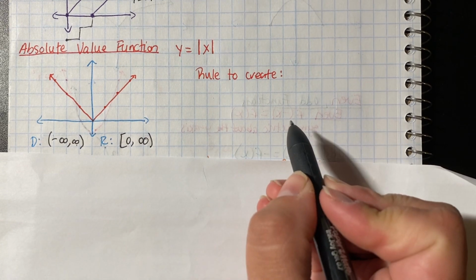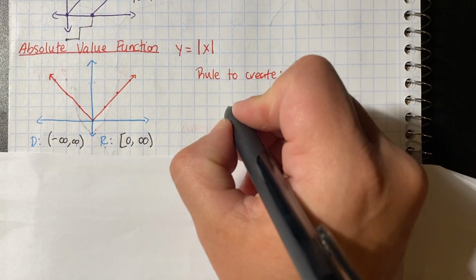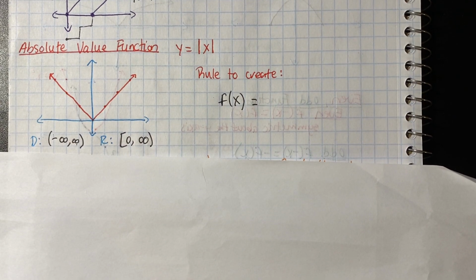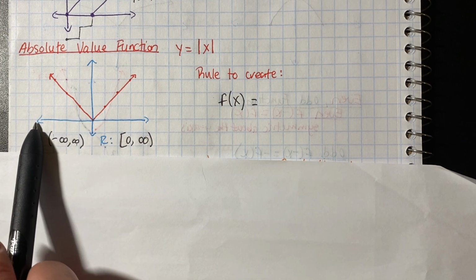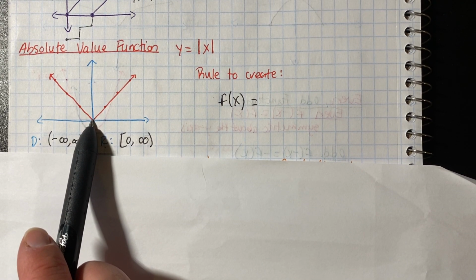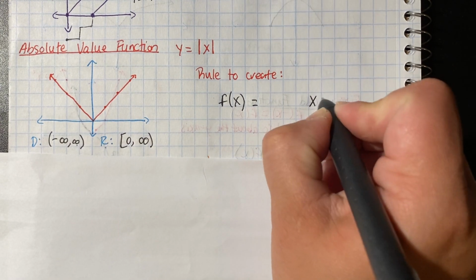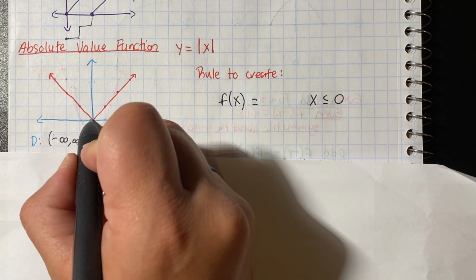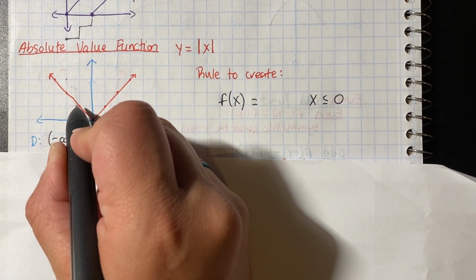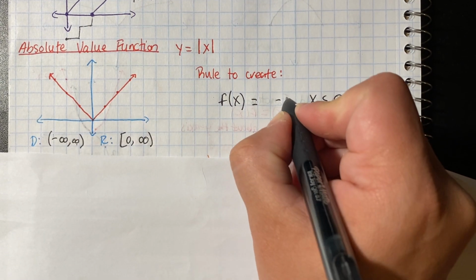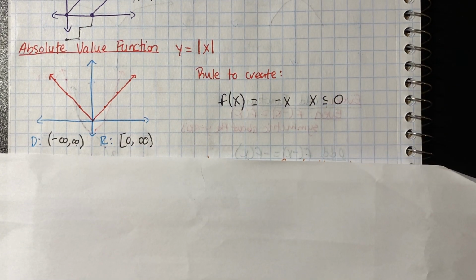Okay. So now let's make a rule, a piecewise rule, to create this. All right. So let's start on this side. So from when x is less than or equal to 0, okay, what are we going to do? We're going to go up 1, negative 1. Okay, it starts at 0, so we're going to do a negative 1.